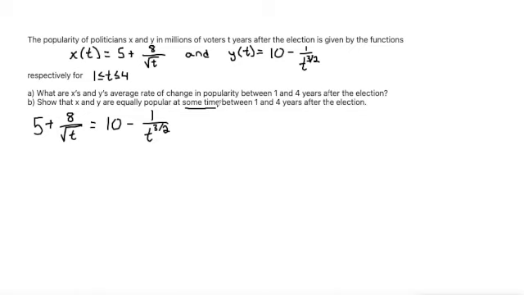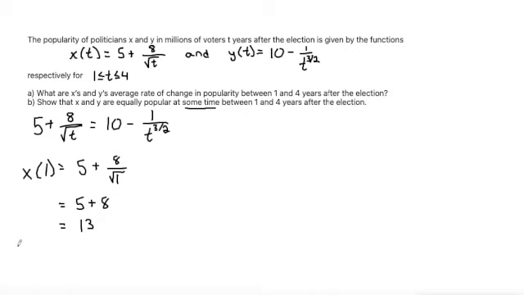the election. So I'm going to use a different type of strategy using the idea of the intermediate value theorem. I'm going to find my x of 1. So x of 1 is equal to 5 plus 8 over square root of 1. The square root of 1 is just 1, so that would be 5 plus 8, which is equal to 13.